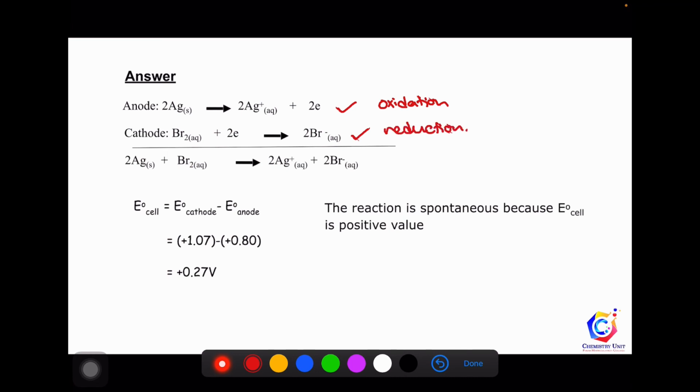In order to determine whether the reaction is spontaneous or not, you have to calculate E0 cell, which is equivalent to E cathode minus E anode. Enter in the corresponding values as given in the question. Make sure to use a bracket to differentiate the signs. The final answer should include the sign as well as the unit. Since the answer is positive, the reaction is spontaneous because E0 cell has a positive value. Now to the final question.